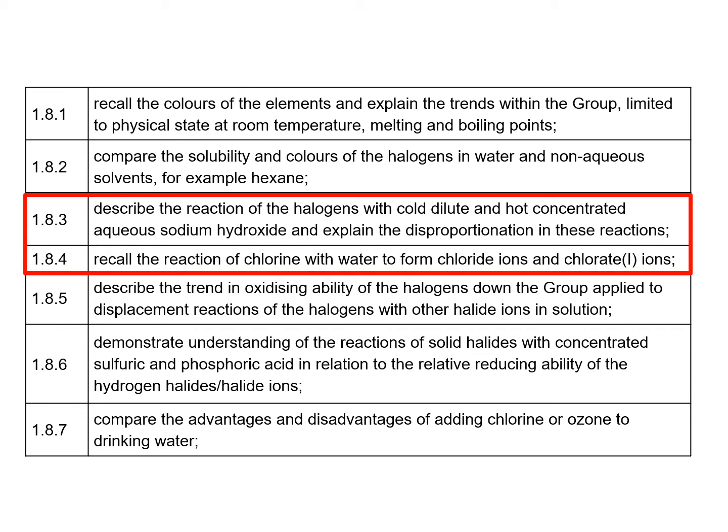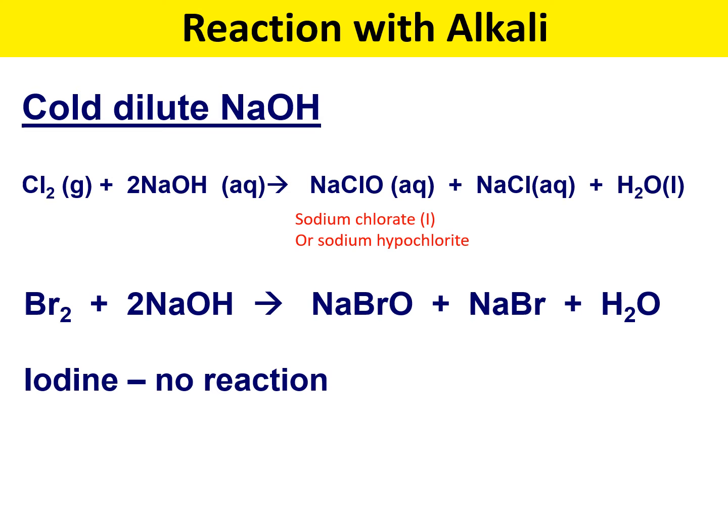We are now going to look at the reaction of halogens with cold dilute and hot concentrated aqueous sodium hydroxide. And we will look at the disproportionation in these reactions. We're now going to look at how the halogens react with alkali. You're going to have to learn all these equations.